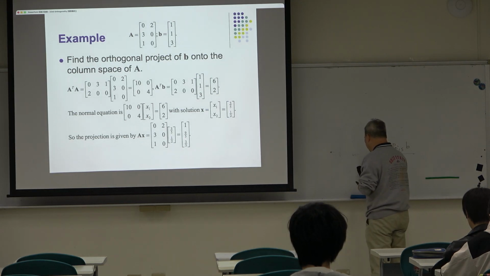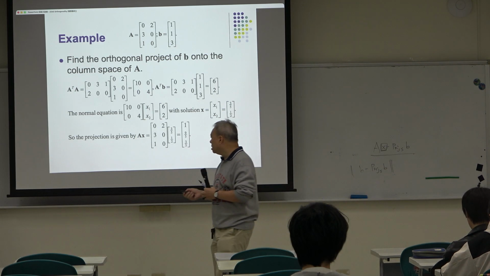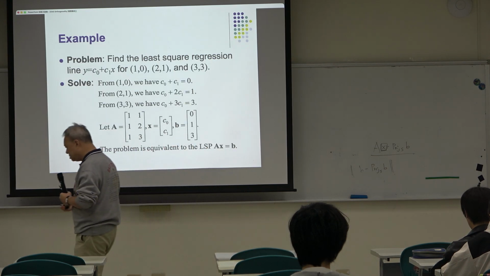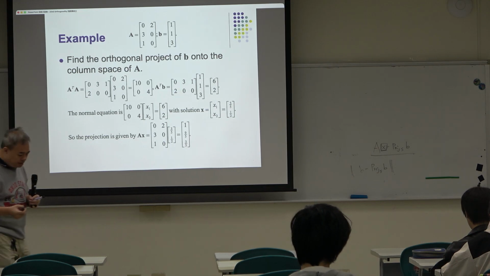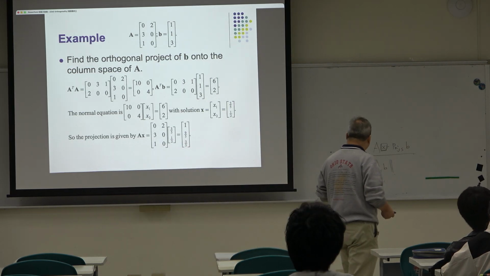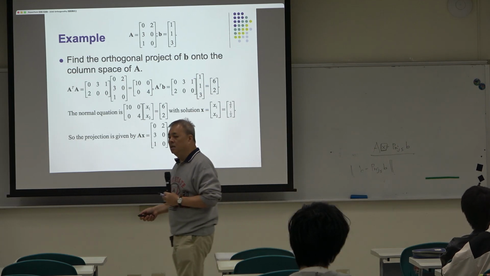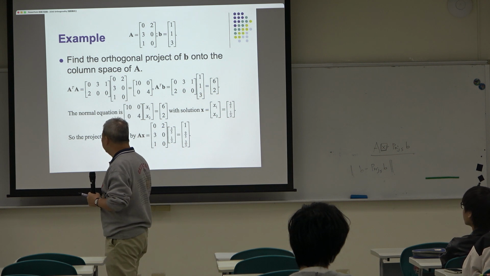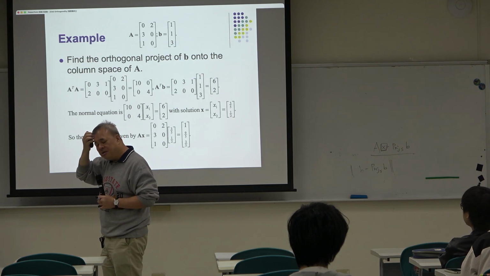Of course, if you want to calculate that distance, it is b minus this projection. You guys can see that it takes a lot of calculations. Okay, just a 3x2 matrix already takes a lot of calculation.